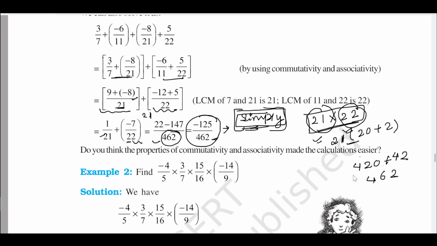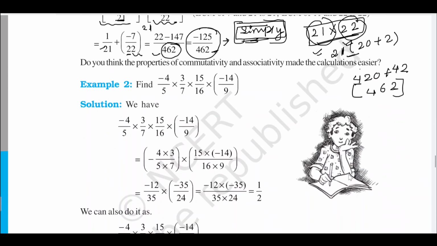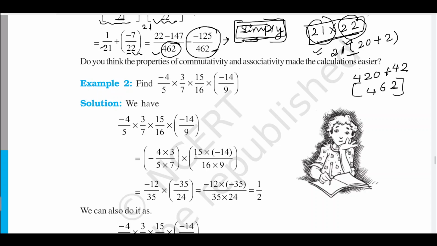Okay, so why are we studying these properties, associative property and other properties? What is the use of the commutative property and associative property? We use them to simplify our equation. So do you think that the properties of commutativity and associativity made the calculation easy?